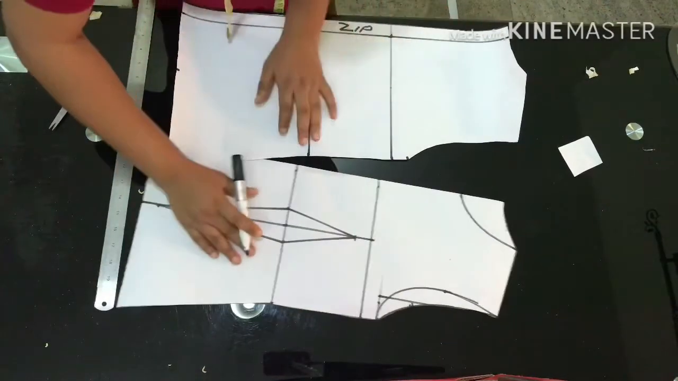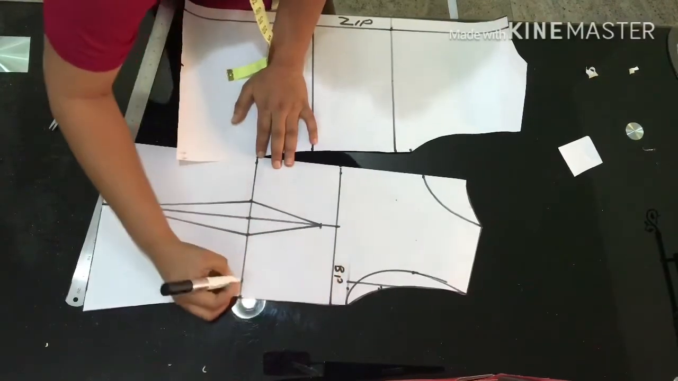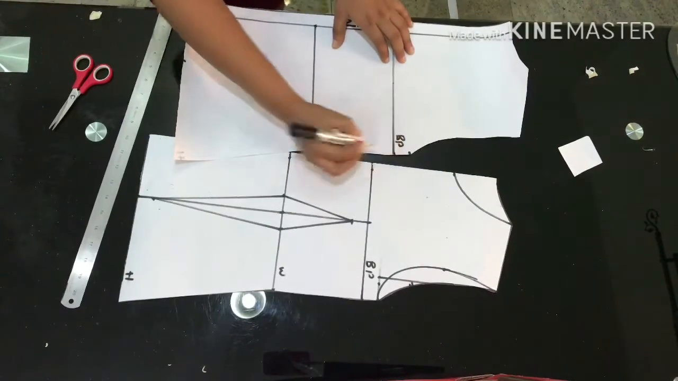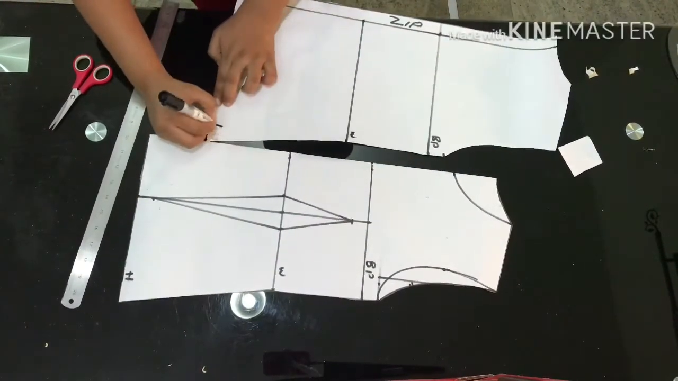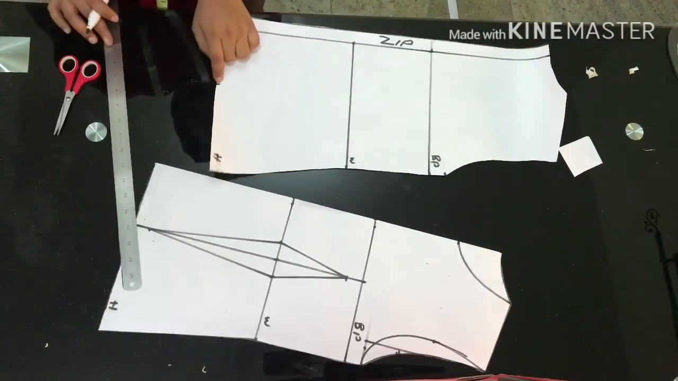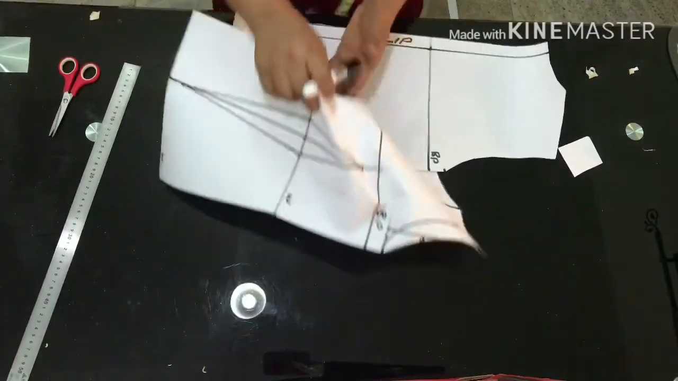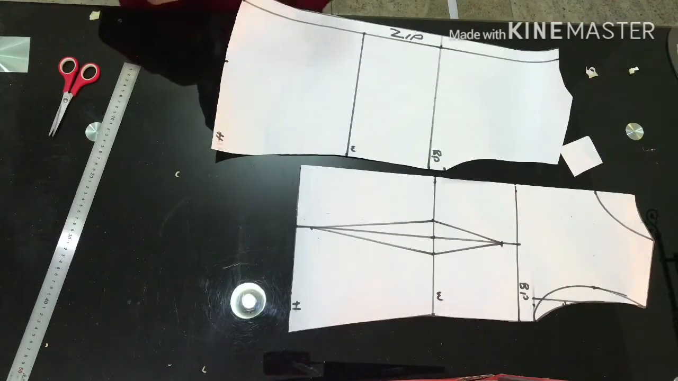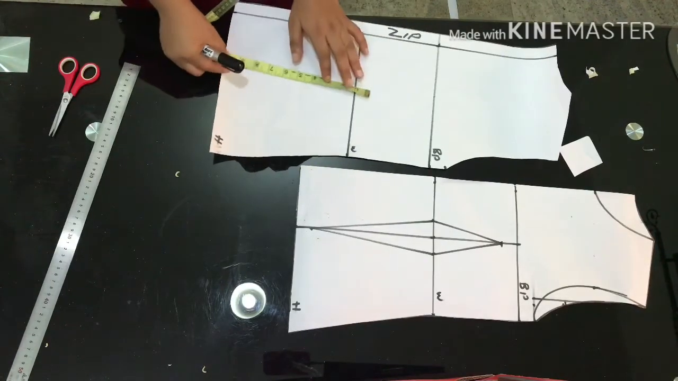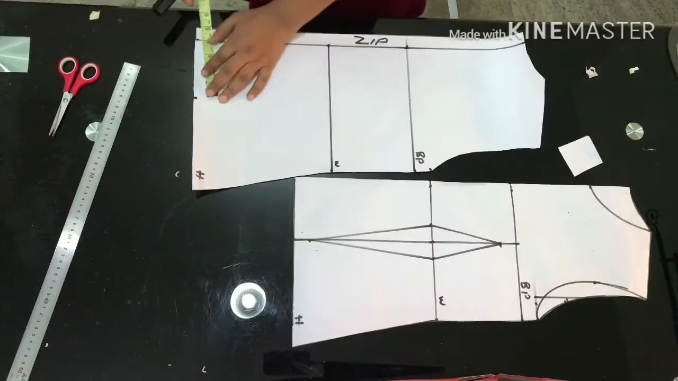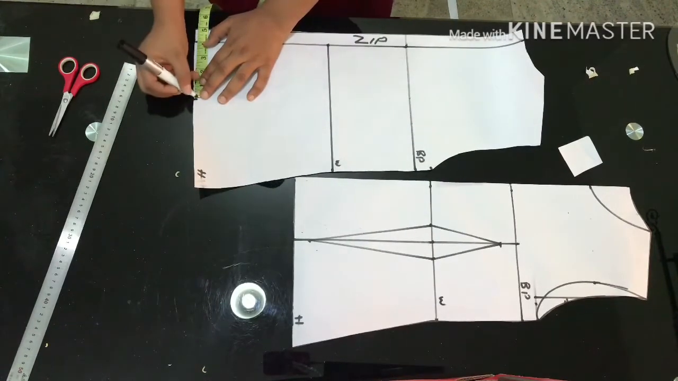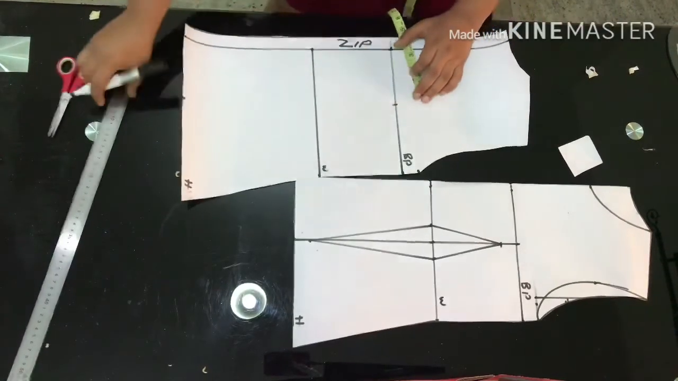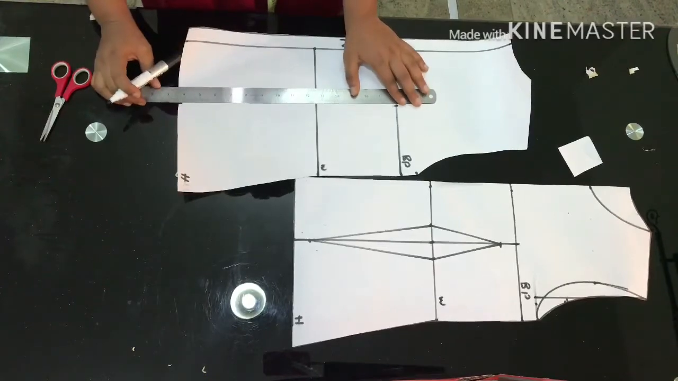So this is bust point, waist and hip. So this is bust point as well, waist, and this is our hip. Okay, so this part, I'm going to now transfer the gaps that I have here. Just go ahead and transfer it here. So I took 4 inches here. I'm going to do the same thing here. From this part, 4 inches. From this part, 4 inches. Now go ahead to mark it.